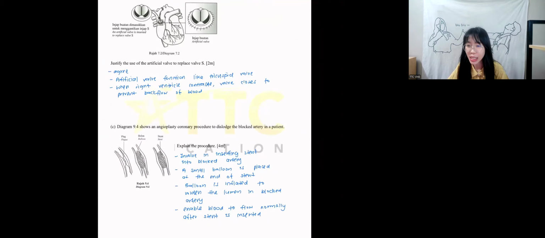If you write the name of the disease, you get marks. You don't get the marks because this is a procedure. Can I write reduce the blood pressure? Normalize. Reduce blood pressure to normal range. This is correct. This is because the lumen is too small. You want to make sure it's bigger. So that's why you put the stent inside.